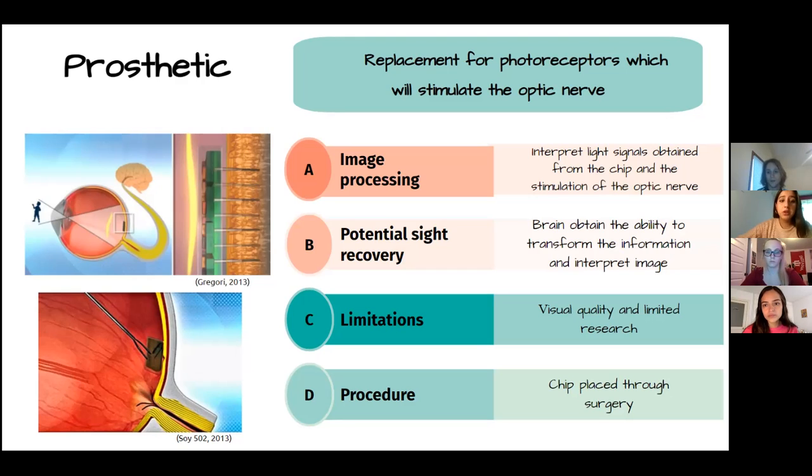The potential for sight recovery we hope for is for the brain to be able to obtain the ability to transform information and interpret images. Some limitations are whether the visual quality is the same or good enough. Also, the research is limited, so it will take some time to improve it in humans. This chip would be placed through surgery, stimulating the optic nerve and allowing the image to go through the thalamus and reach the geniculate nucleus up to the V1 cortex.